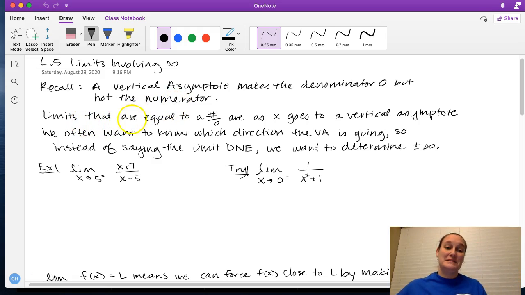Anyway, limits that are equal to a number over 0. Remember in section 3 I talked about there being 3 things that can happen when you plug a number into a limit. You could get a number, you could get 0 over 0, or you could get a number over 0, and I said we weren't going to deal with the number over 0 right now. That's what we're dealing with today. Limits that are equal to a number over 0 are as x goes to a vertical asymptote. So if you are taking the limit as x goes to 5 of f of x and you get a number over 0, that means x equals 5 is a vertical asymptote.